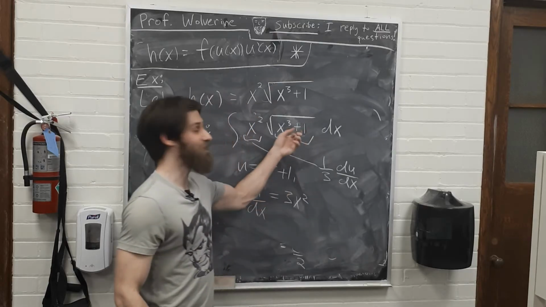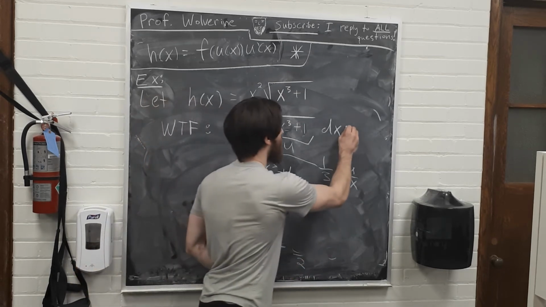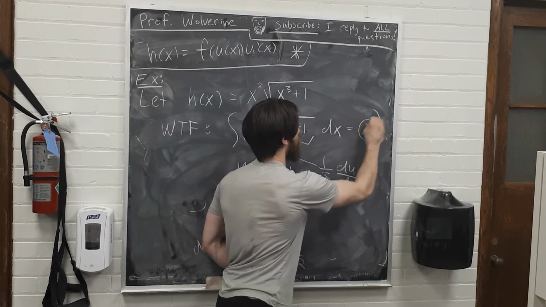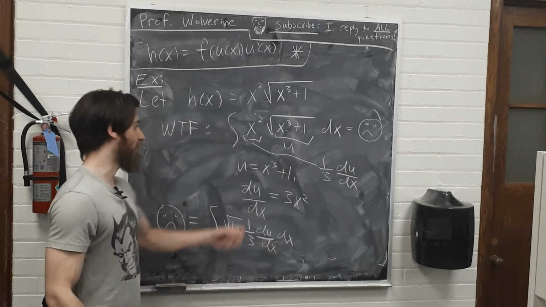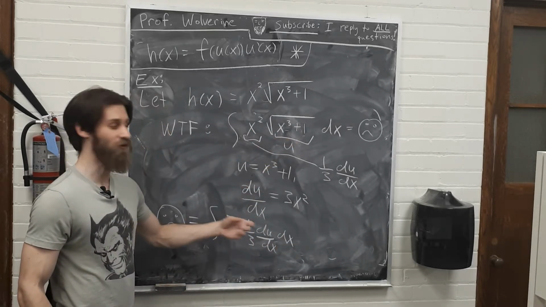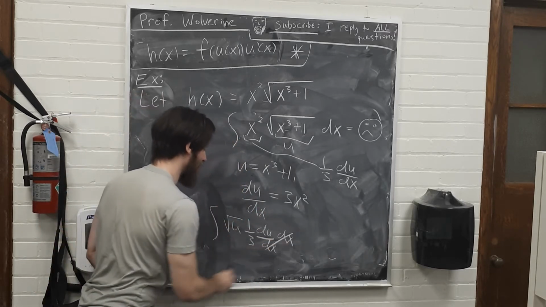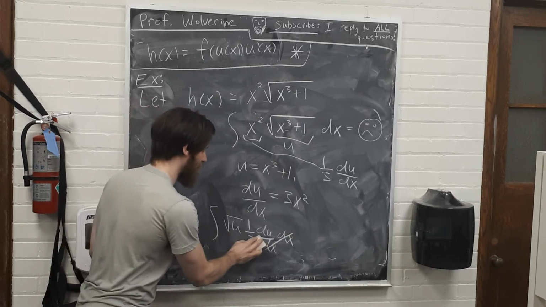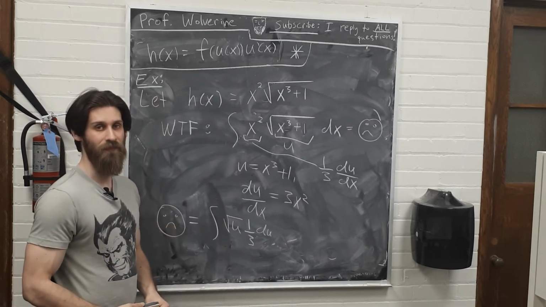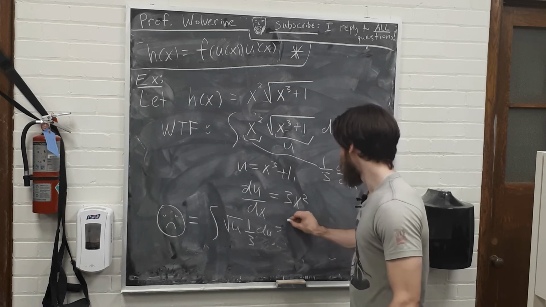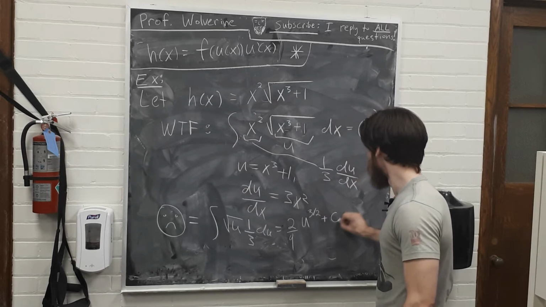Affirmative. So that means this thing right here, which this time I'll call sad face because at this point you probably just want to leave, is equal to the square root of u times 1 over 3 du over dx. Now we could cancel out the dx's, right? So I'm just going to erase these. And we get this. So what's the integral of this? So you have to use the power rule. So it's equal to 2 over 9 times u to 3 over 2 plus a constant.